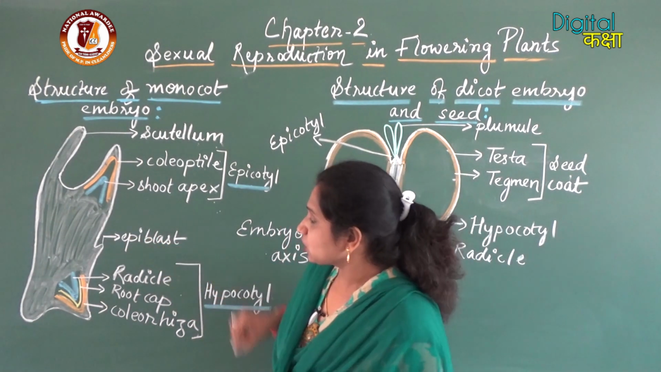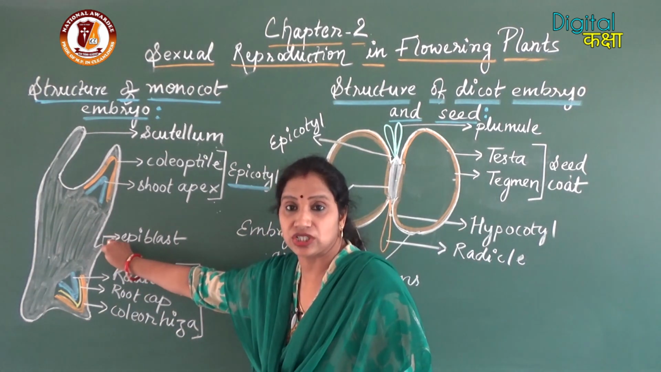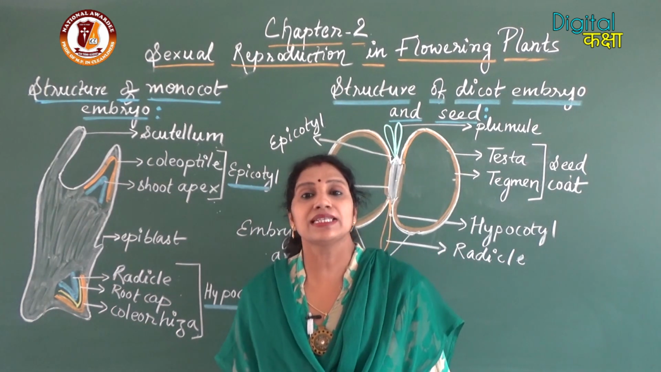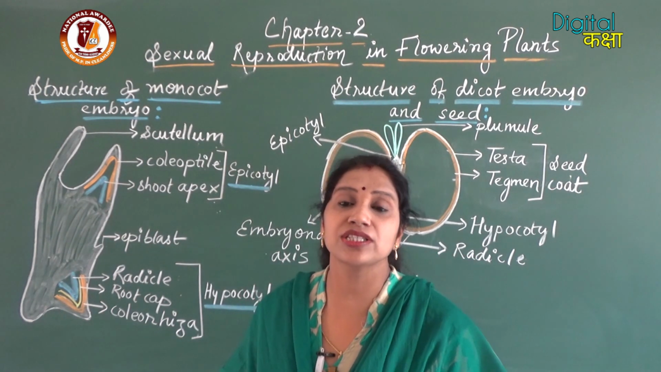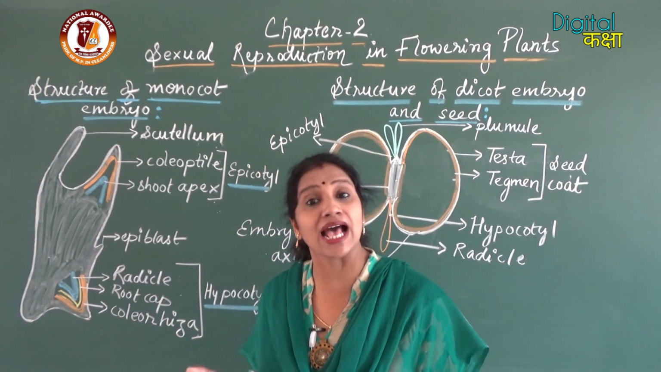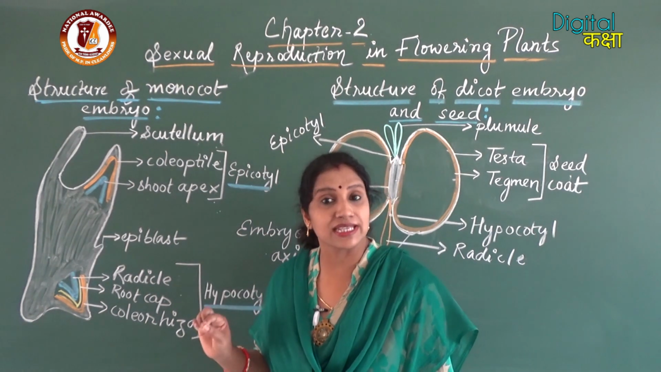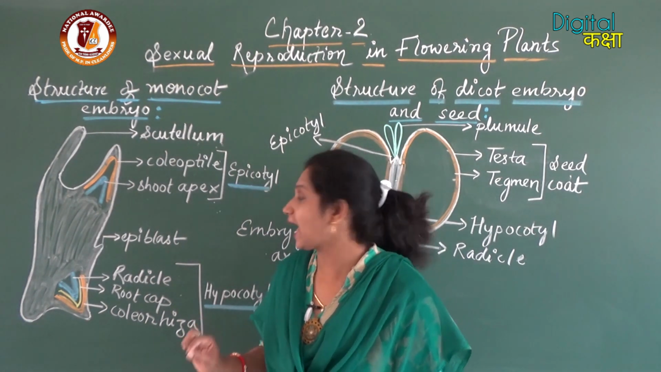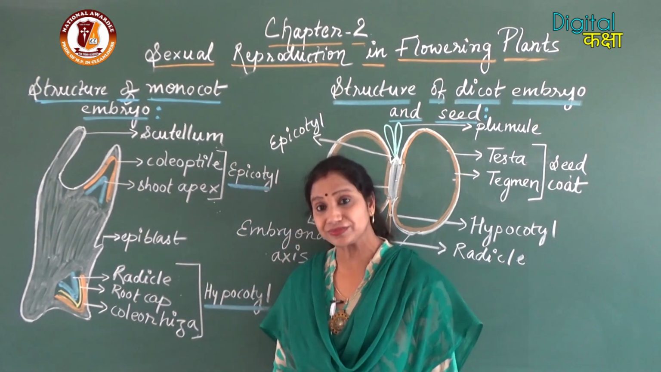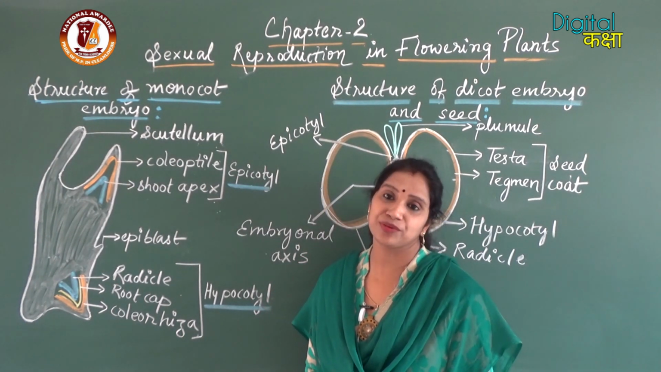One more structure you can see is the epiblast, a small finger-like structure. So what is this epiblast? It is simply the residual second cotyledon, or we can say that as a single cotyledon is there, the residue of the second cotyledon is called the epiblast, which is not a fully formed cotyledon. This was the structure of the monocot embryo.